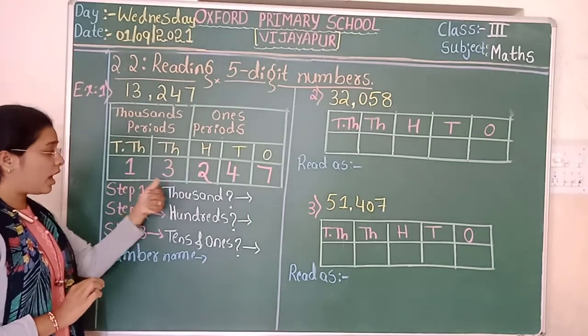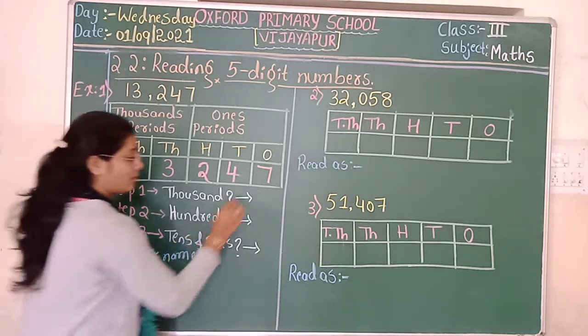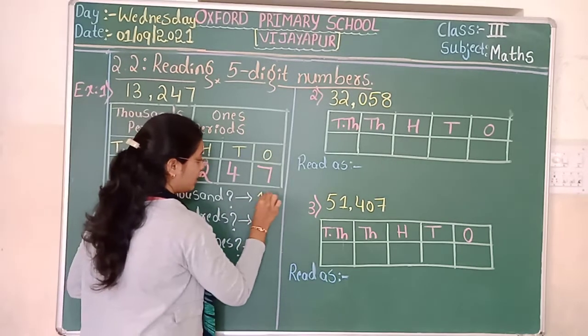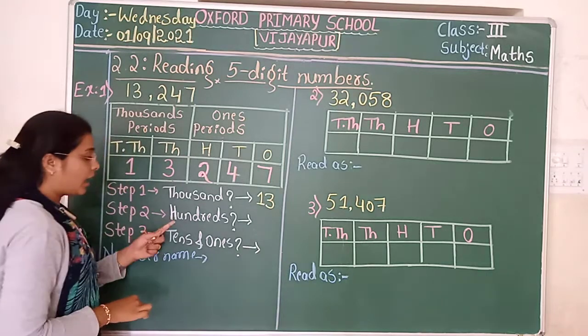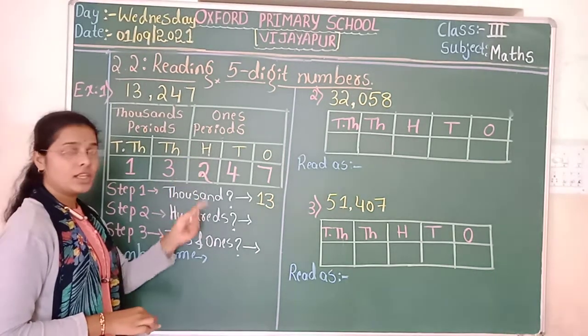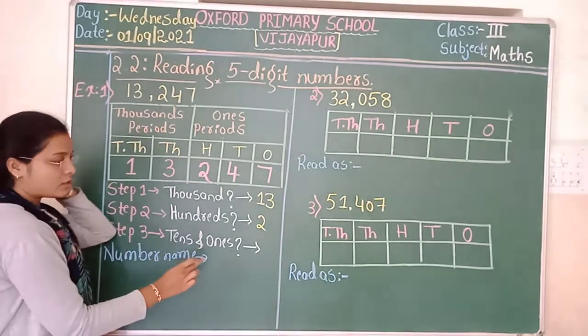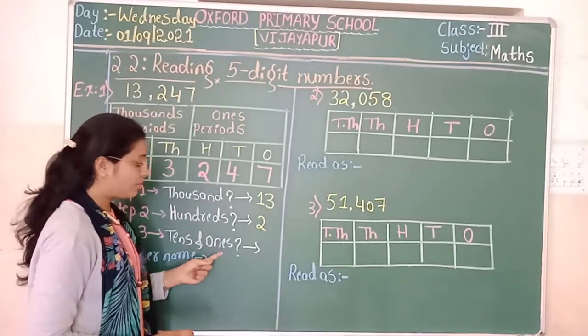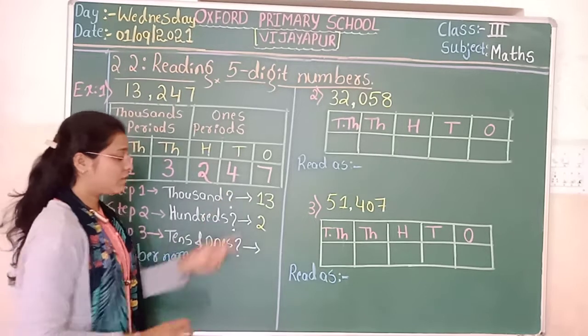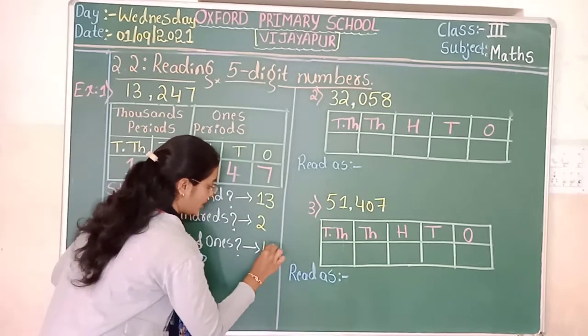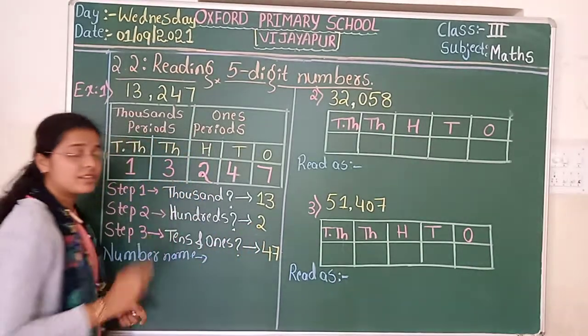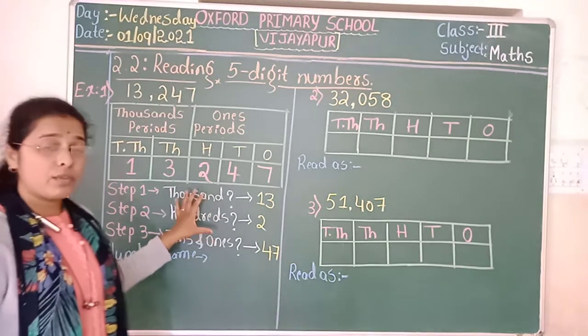How many thousands are we having? 13. We are having 13,000. And how many hundreds are we having? 2 in the hundreds. And tens and ones both together we have to write. Tens and ones means we are having 47. See this. These steps we have to follow.